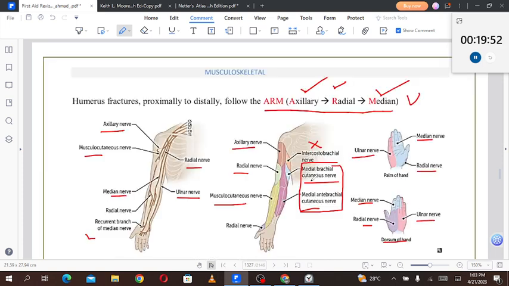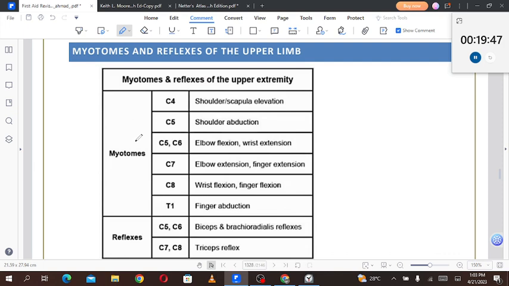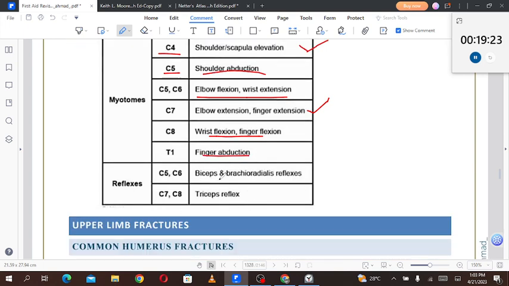Actually, I did not explain that because we have talked about it so many times now. So let's move to the myotomes and reflexes of the upper limb. Myotome C4, that is over the shoulder, scapula, is responsible for scapular elevation. Then C5, shoulder abduction. C5, C6, elbow flexion and wrist extension. C7 is for elbow extension and wrist flexion. C8 is for wrist extension and finger flexion. T1 is finger abduction. Reflexes: C5, C6, biceps and brachioradialis reflex. Biceps reflex is C5, C6, and triceps is C7, C8.